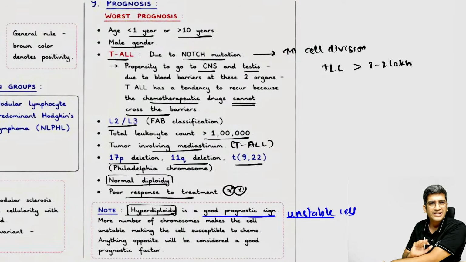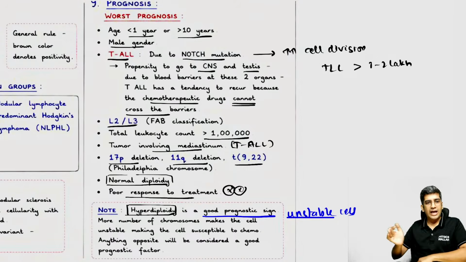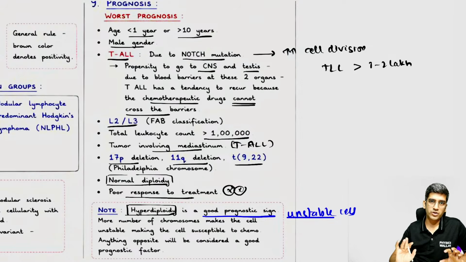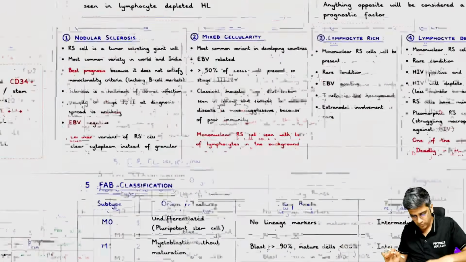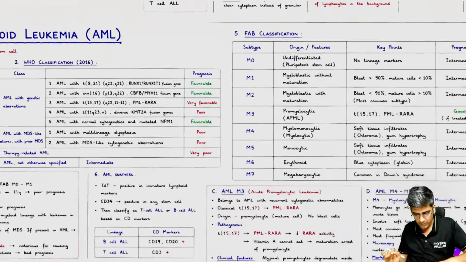Age between 1 and 10 years, good prognosis. Female gender, good prognosis. B-ALL, good prognosis. Absence of CNS involvement, testicular involvement, good prognosis. Notch is bad, so Pax5 is good prognosis. B-ALL is good prognosis. Right? Hyperdiploid is good prognosis. That's all. And absence of P53 is a good prognosis. Fine? Perfect. So now we know about your ALL as well.